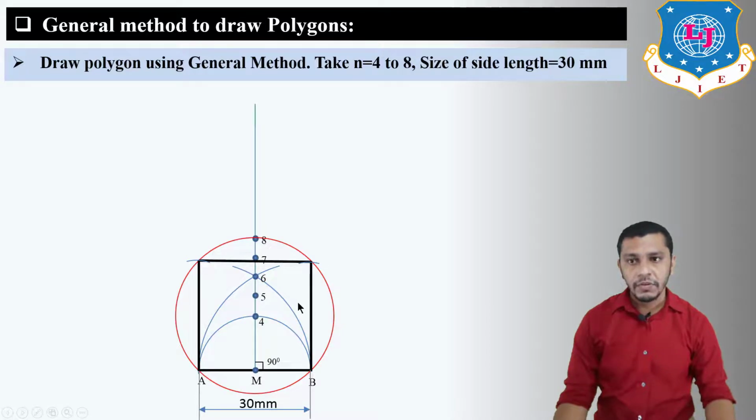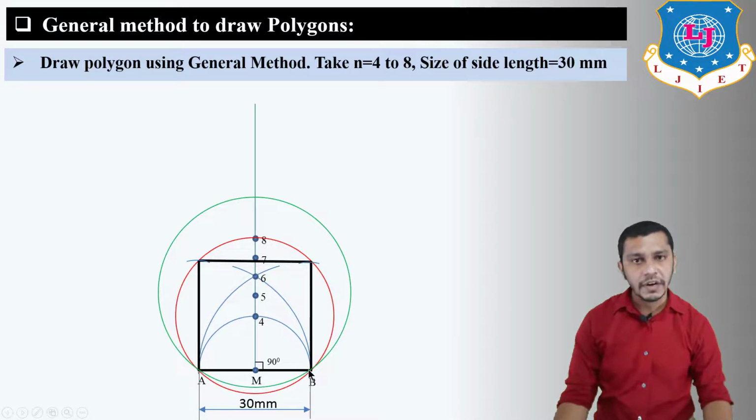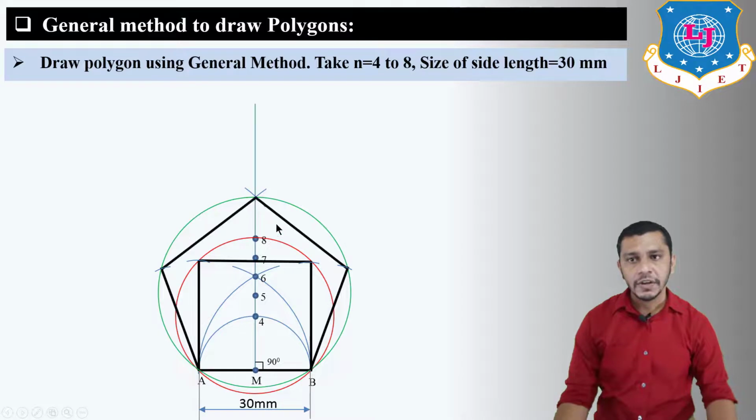Now, if you want to draw the pentagon, take center at 5, radius equal to 5 to A or 5 to B, and draw a circle. After drawing the circle, give an arc having length equal to AB, or 30 mm, on the circle. So measure AB, give an arc from point A, measure BA, give an arc from point B, and you will get these 2 points. Connect these 2 points, and from this point, give an arc of 30 mm again over here, from this point again over here, connect these points, and you will get the pentagon.